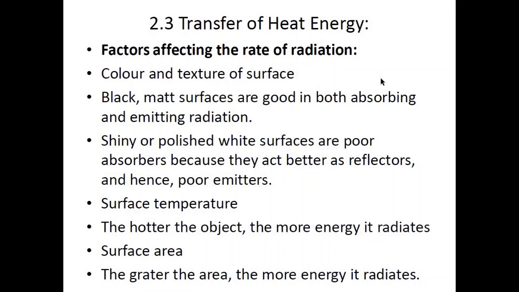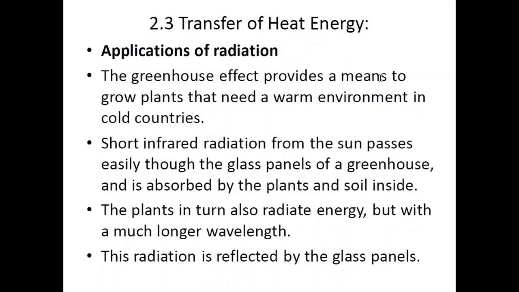For example, the sun has a greater surface area, so it radiates more heat energy than any other object in our solar system. Applications of radiation: the greenhouse effect provides a means to grow plants that need a warm environment in cold countries. Short infrared radiation from the sun passes easily through the glass panel of a greenhouse and is absorbed by the plants and the soil inside.